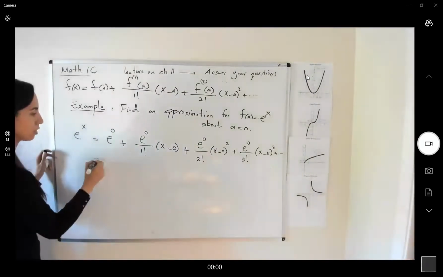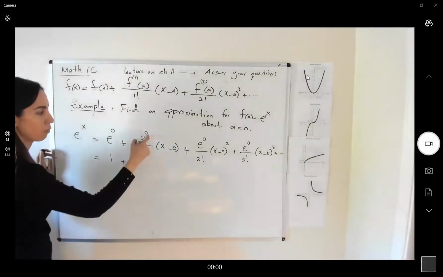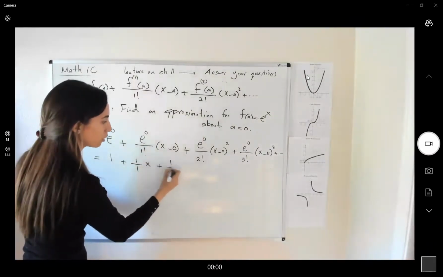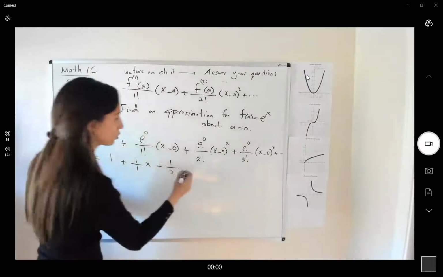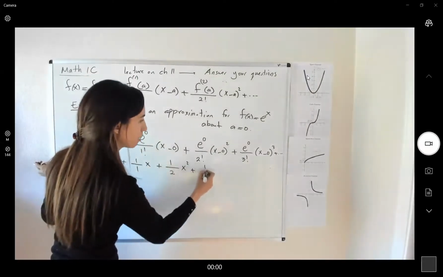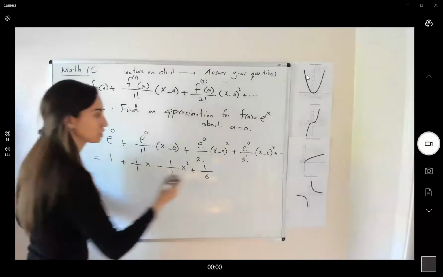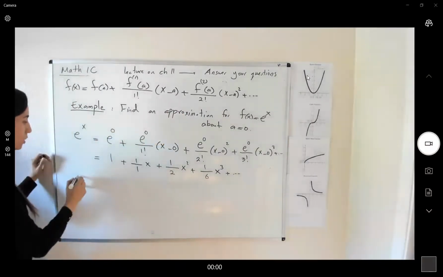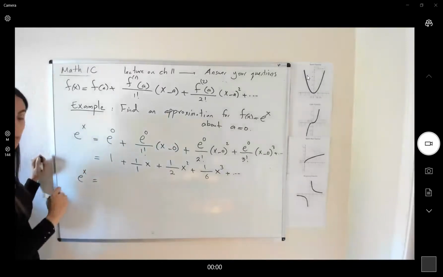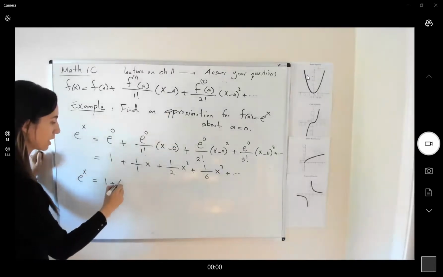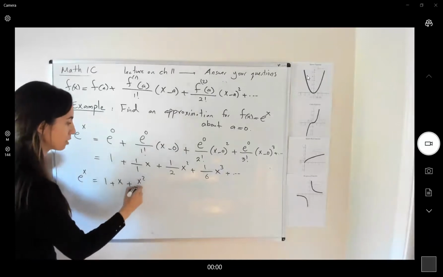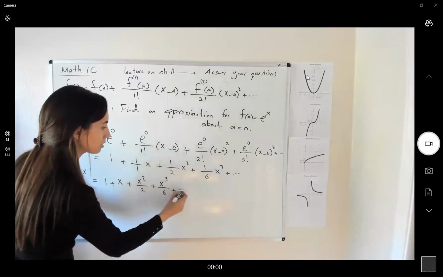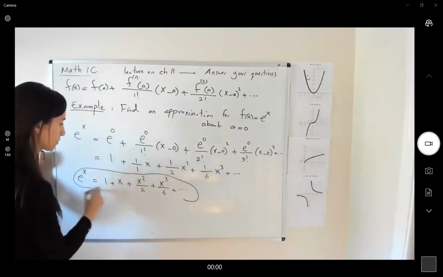So e to 0 is just 1, plus 1 over 1 times x, plus 1 over 2 factorial, which is 2, x squared, plus 1 over 3 factorial, which is 6, x to the third, plus the rest of it. So e to the x can be written as 1 plus x plus x squared over 2 plus x cubed over 6 plus the rest of the terms.